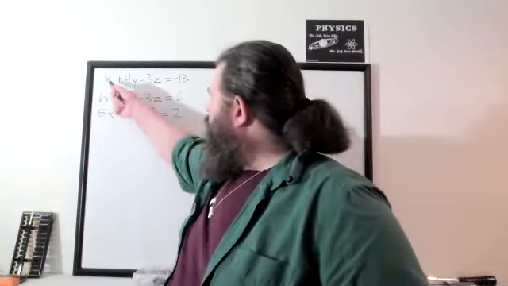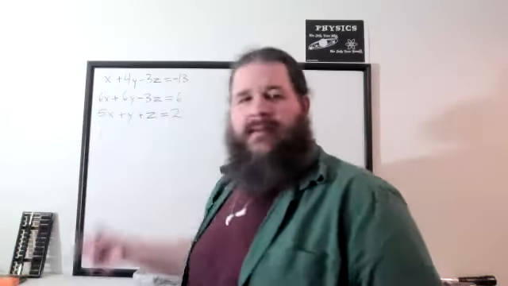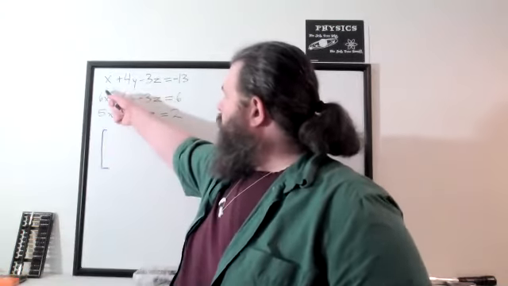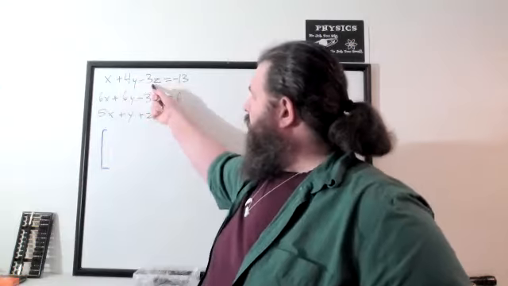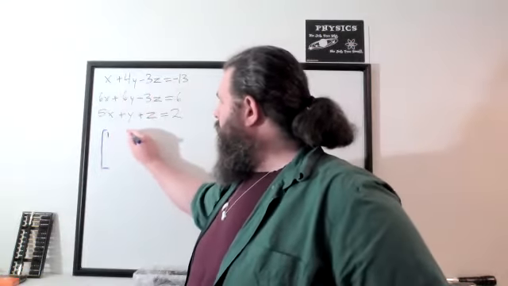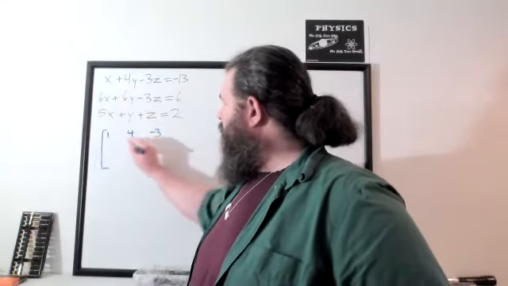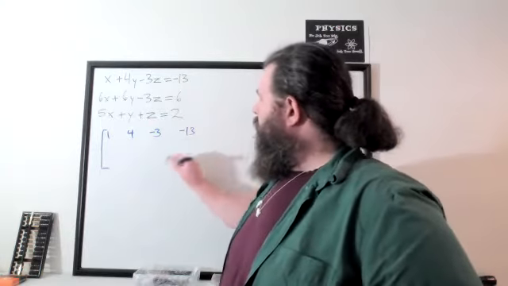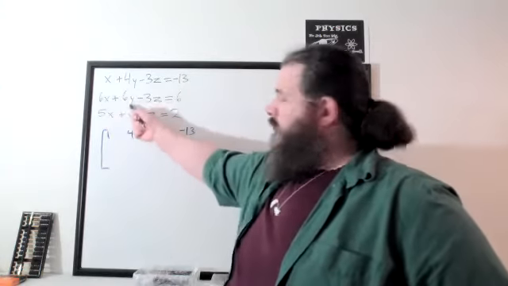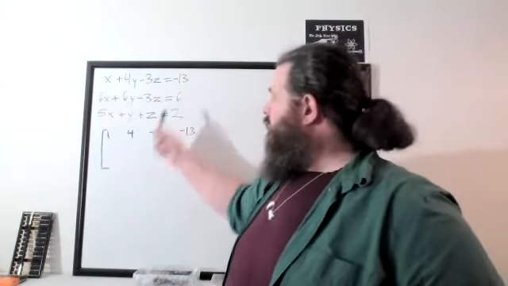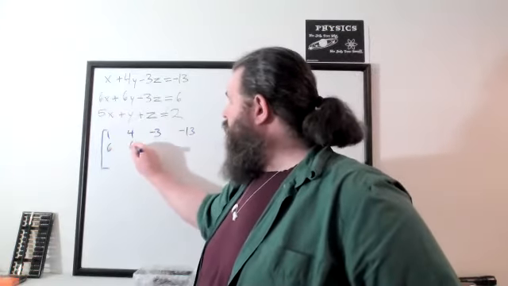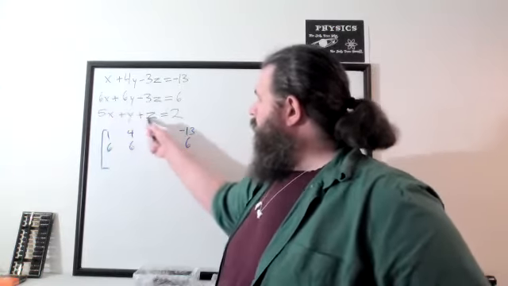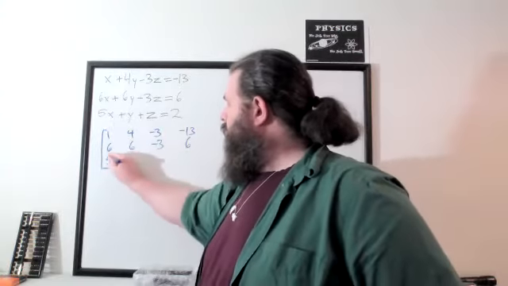We just write down all of the coefficients without worrying about the variables. So for instance, the first equation, 1x plus 4y plus negative 3z, we're just going to write it as 1, 4, negative 3 equals negative 13. Second equation, 6x plus 6y minus 3z equals 6. So we just copy all the coefficients in that order. And likewise, 5, 1, 1 equals 2.